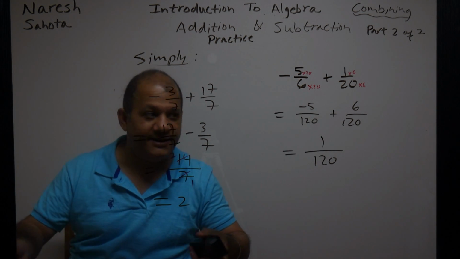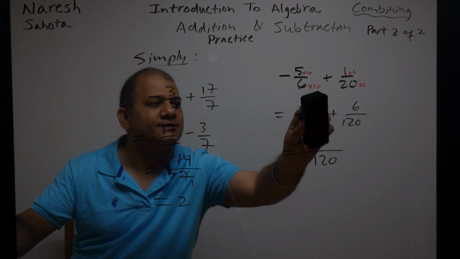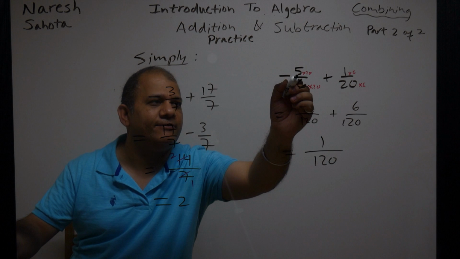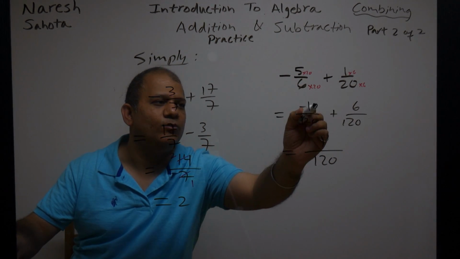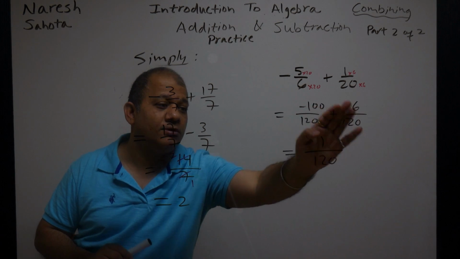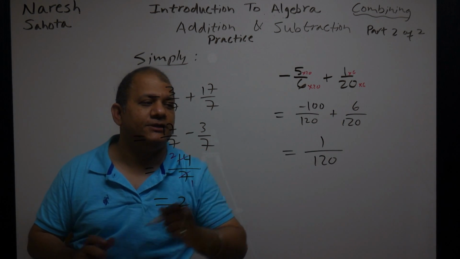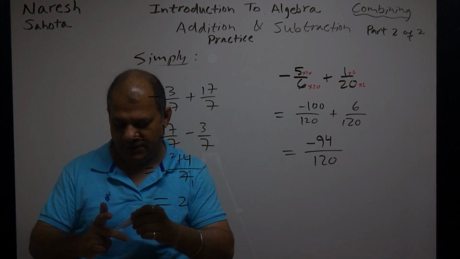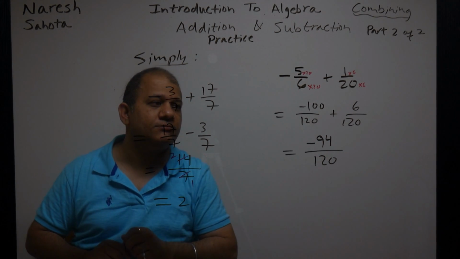Oh, I made an error. I didn't multiply this by 20. So negative 5 times 20 is going to be negative 100. So negative 100 plus 6, and that actually is going to be negative 94. So now we can reduce.